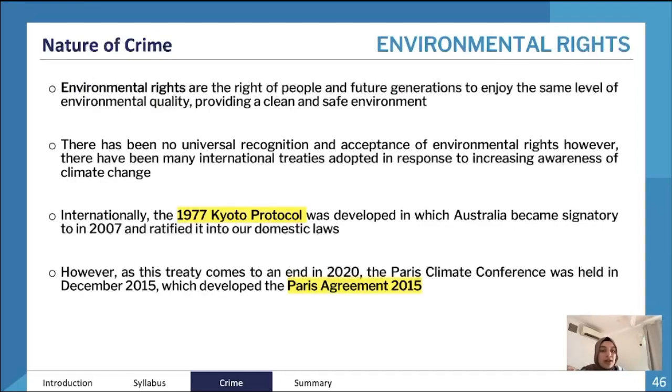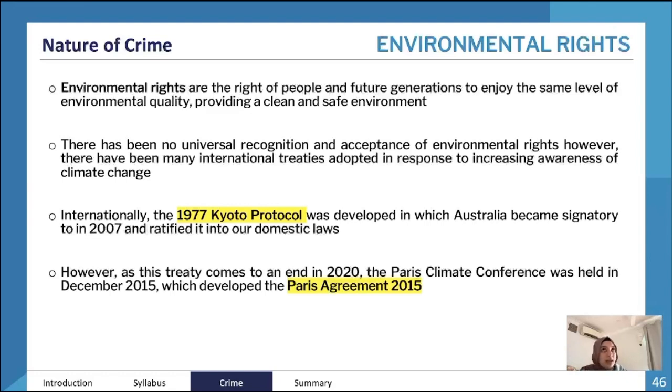Environmental rights are the rights of people and future generations to enjoy the same level of environmental quality, providing a clean and safe environment for all. There has been no universal recognition and acceptance of environmental rights. However, there have been many international treaties in place, such as, for example, the Kyoto Protocol and Paris Agreement. We often have summits, so the COP27 summit, for example, all of these summits that have been held.